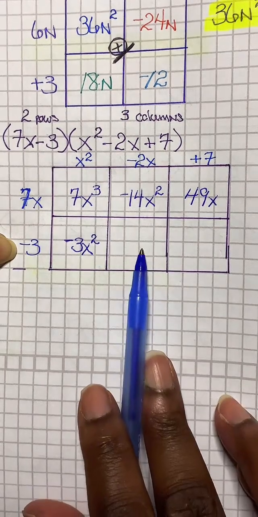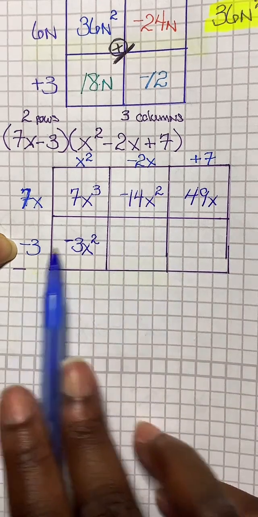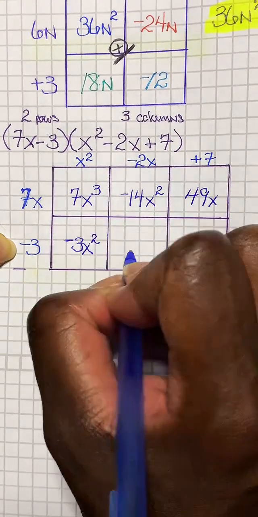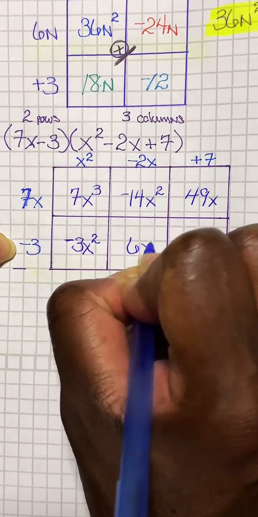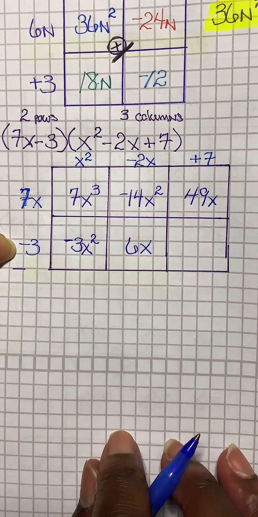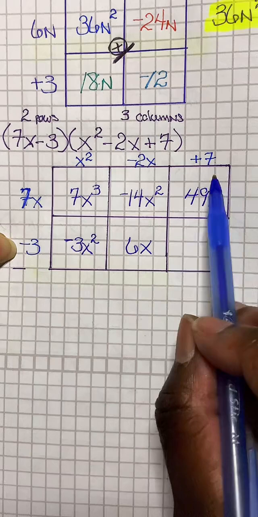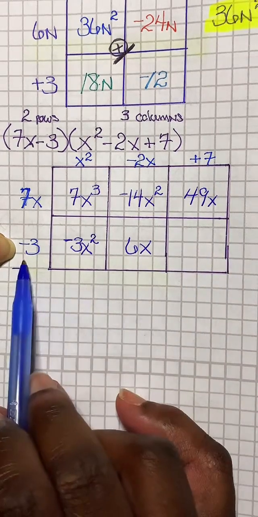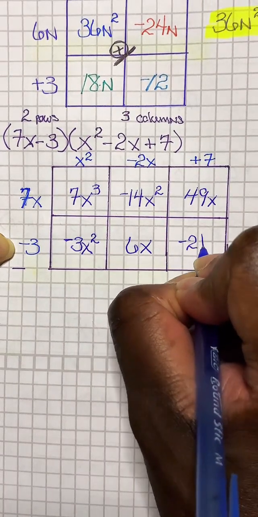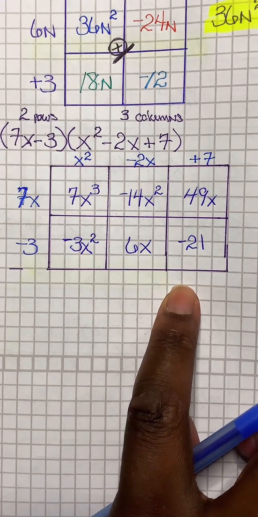Okay? Now to fill this one, you have negative 2x and negative 3. So negative 2x times negative 3 gives me a positive 6x. Exactly. Good, Kat. Yes. So we have 7 times negative 3. That gives me a negative 21. Okay, I'm going to pause here for a moment for any kind of questions.